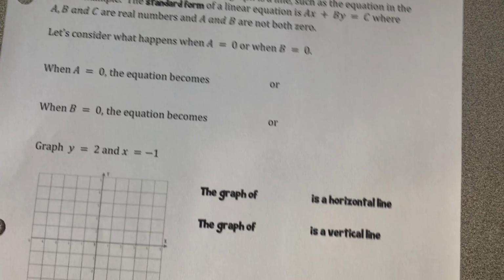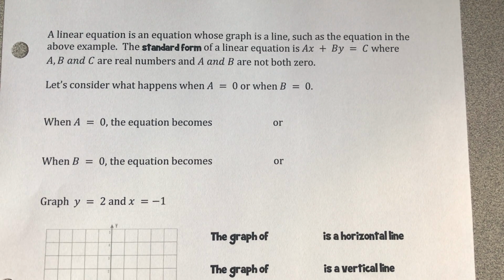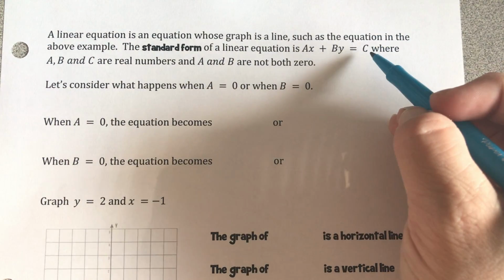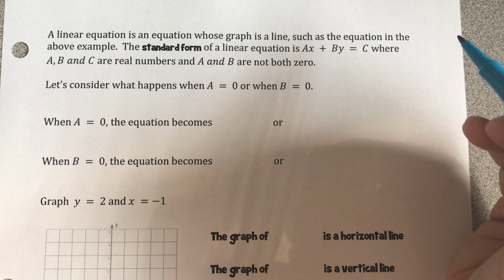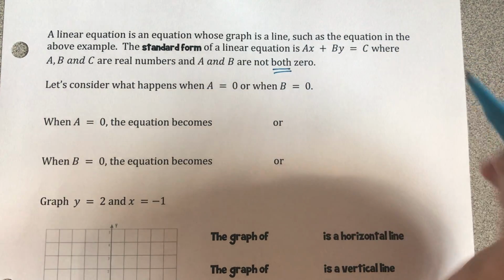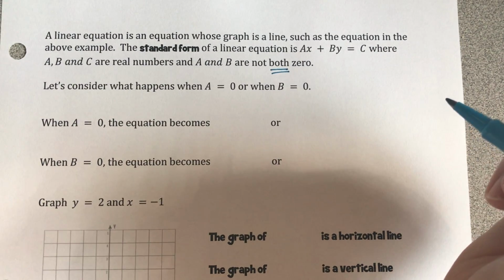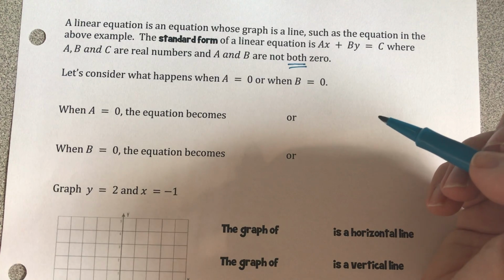Okay, look at the next page, or flip your page over. It says a linear equation is an equation whose graph is a line, such as the equation in the example above. The standard form of a linear equation is ax plus by equals c, where a, b, and c are real numbers and a and b are not both 0. Okay, you could have one of them be 0, right? A could be 0 or b could be 0, but they can't both be 0.